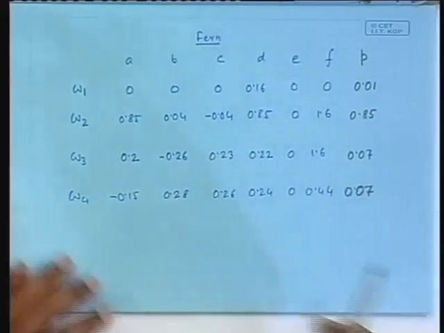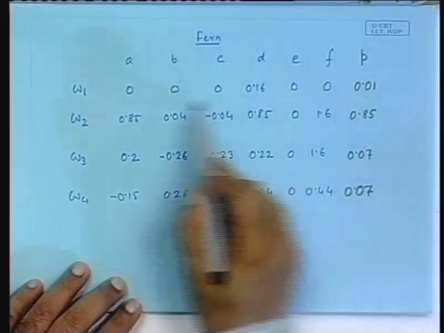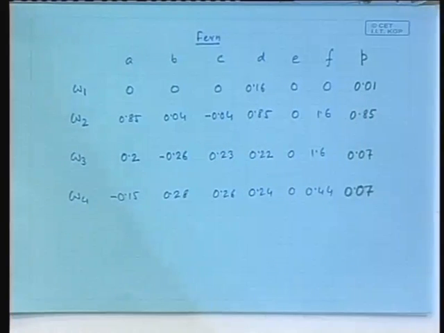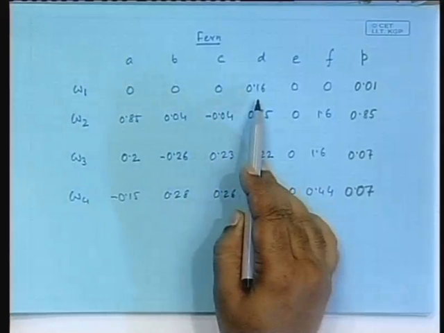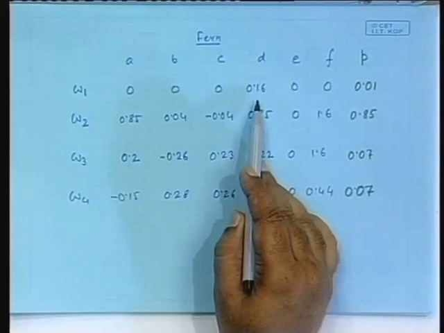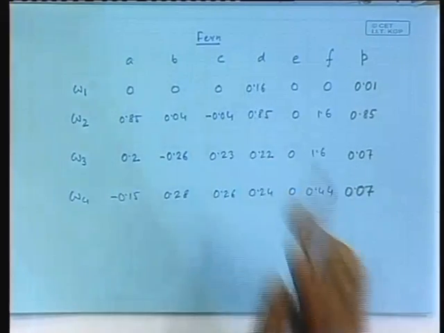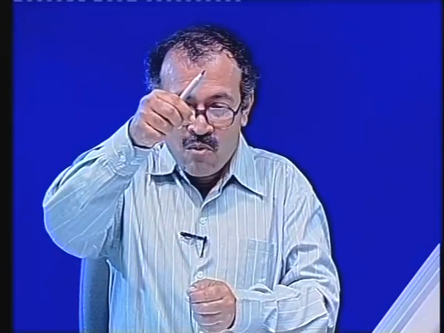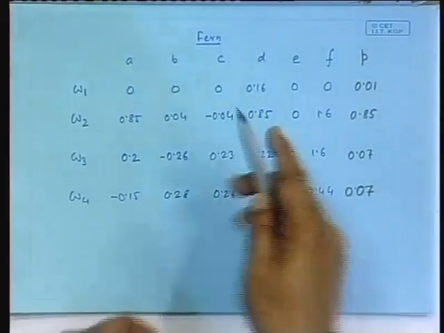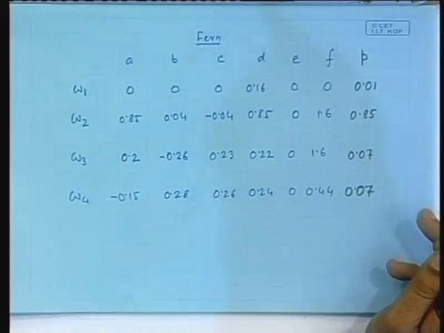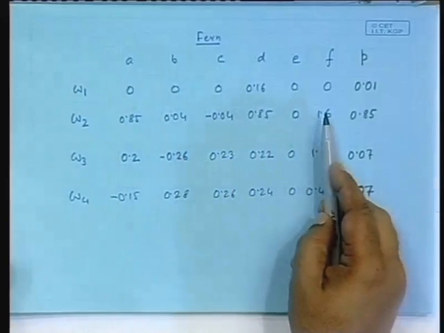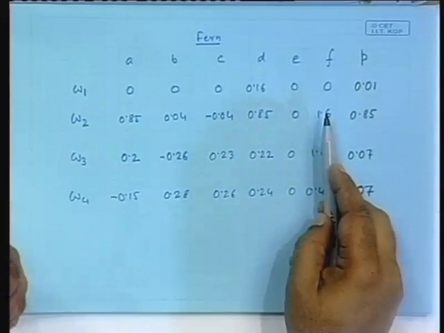For the fern, you notice that this is the first one. Can you identify what it means? A 0, B 0, C 0, and D only has value, which means only the y coordinate will be there, and that too the whole height will be shrunk by a factor of 0.16 and put here, right. E, F 0, there is no translation. What does it do? It generates the stem.